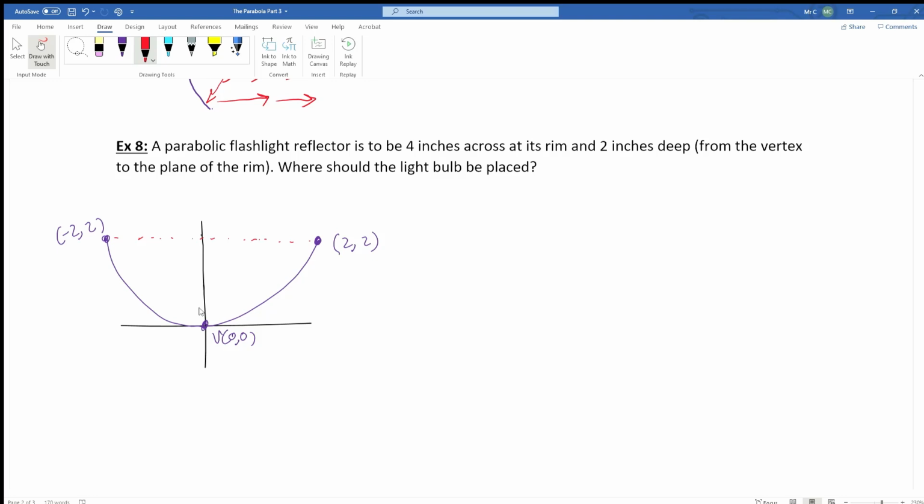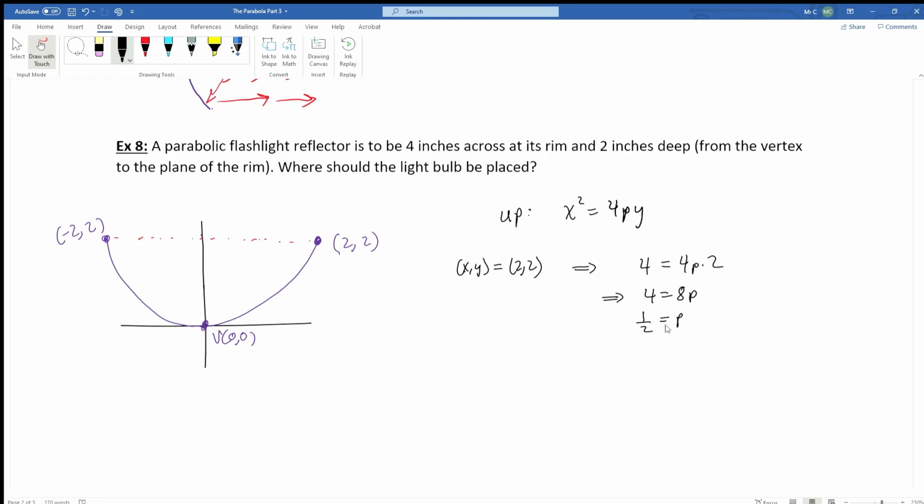So if we want to find where this light bulb should be placed, we need to determine where the focus would be. So the first thing we're going to do is write our general equation. This is an up-facing parabola centered at (0, 0), so this should have the form x squared equals 4py. And if we want to solve for p, all we need to do is plug in an x and y value that we know is on the graph. In this case, we know that (2, 2) is on the graph. So that implies 2 squared, which is 4, equals 4p times 2. In other words, 4 equals 8 times p, and therefore p is 1/2.